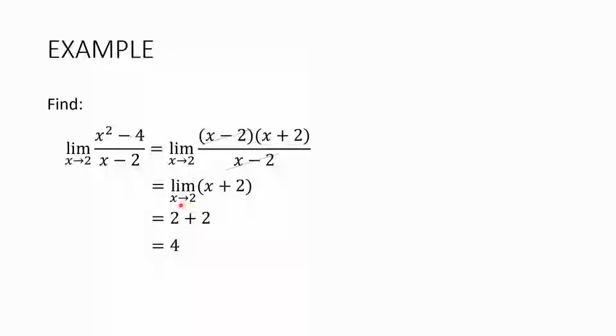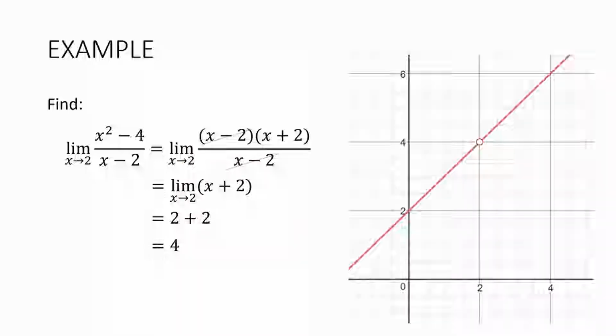You might have noticed that as soon as we do the substitution, we no longer need this notation. Okay, but up until then, you have to keep it. Now this is what the graph looks like if you're interested. So this is actually a straight line. The straight line y equals x plus 2, but it's got a hole in it at that point. So it doesn't exist at the point 2, 4.